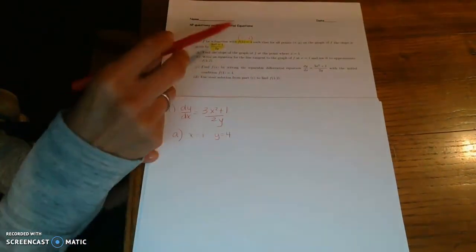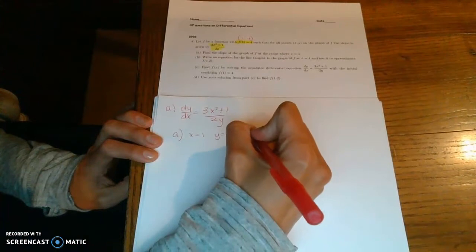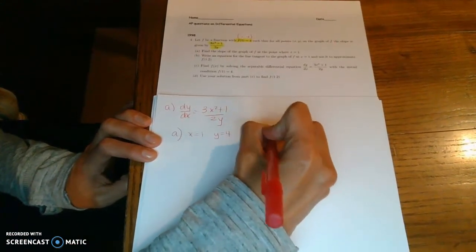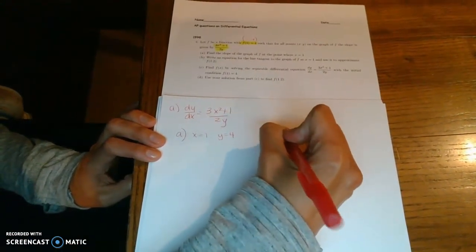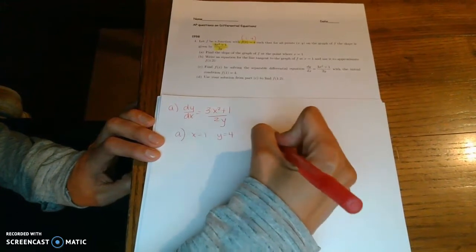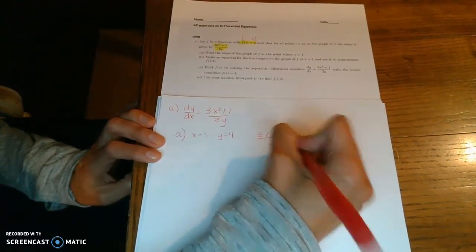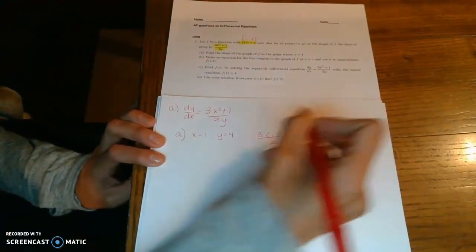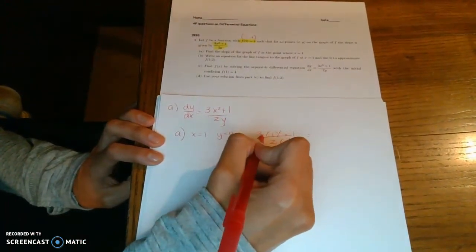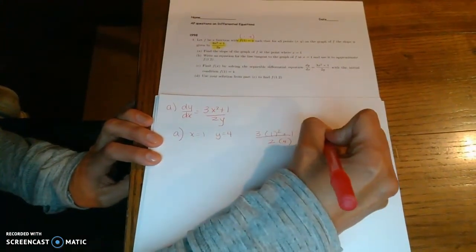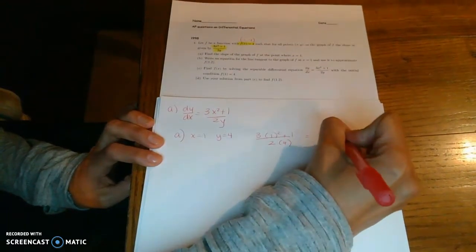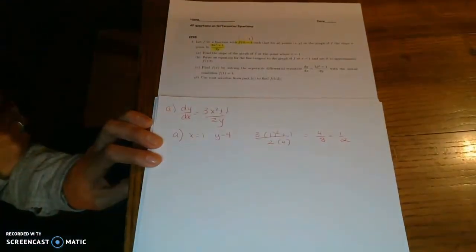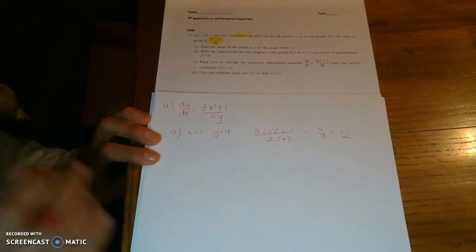You're able to identify the initial condition that goes with that. And so all you do is plug in the 1 for x and the 4 for y. So you should end up with 1 squared is 1, times 3 is 3, plus 1 is 4 on top, over 8. So your answer to part A was 1/2. Not so bad, right? Okay.